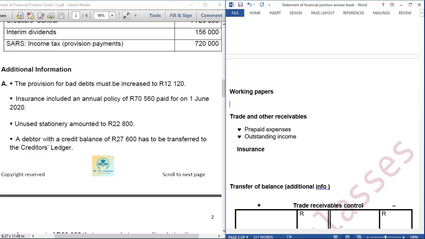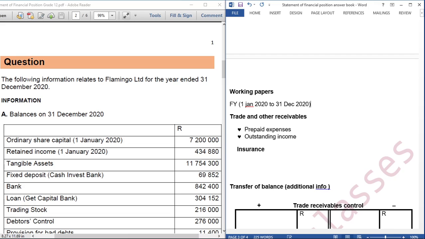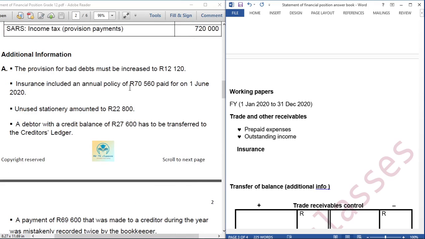Okay, we need to know our financial year. All right, our financial year ends on 31 December 2020. So it means you are going to say 1 January 2020 to 31 December 2020. Okay, this is our financial year. Alright, let us go back. So this is the insurance and it was paid for on 1 June 2020.